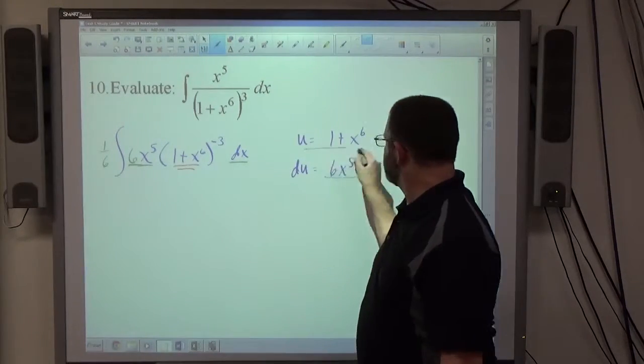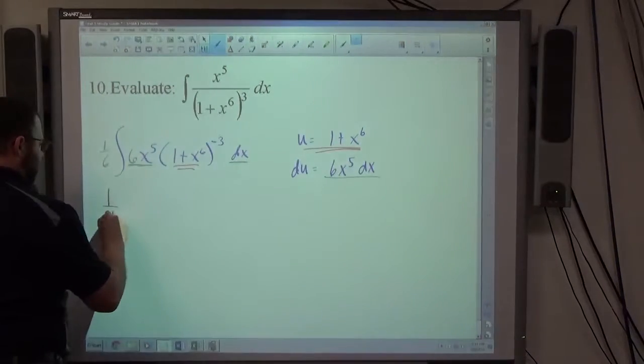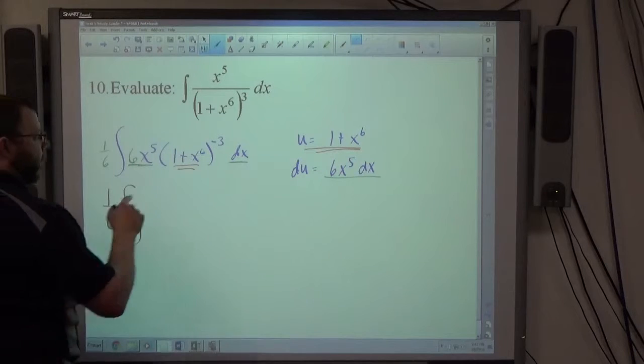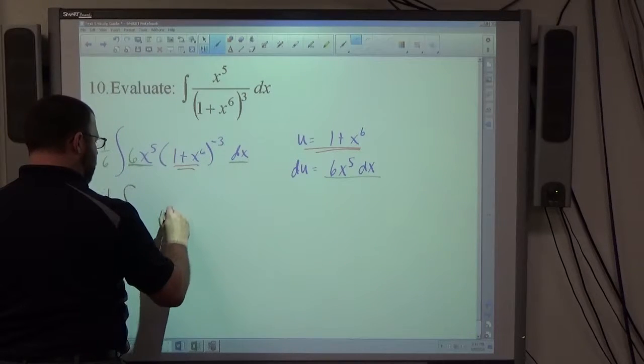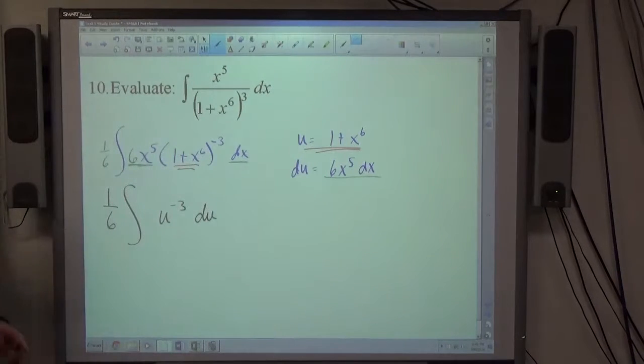This is u. Alright, so the problem becomes 1/6 outside, integral of u to the negative third power du. And this is an indefinite integral. All that means is plus c is part of the answer. With the definite integral, we get those numerical answers. With indefinites, we have to go ahead and just get a something plus c.